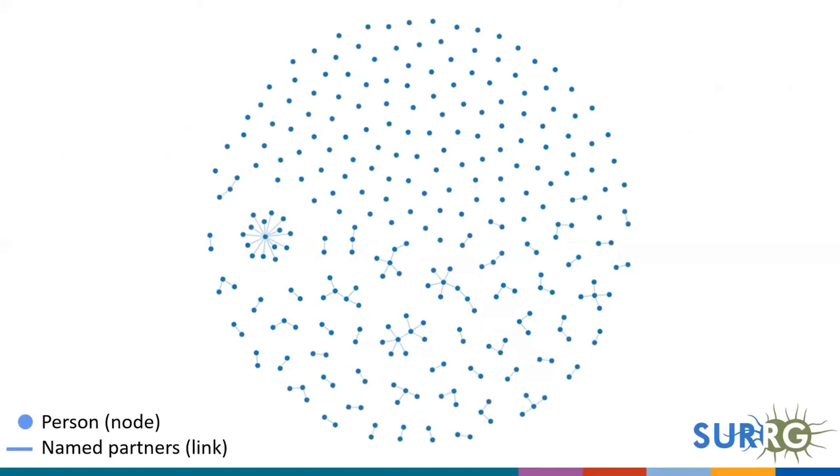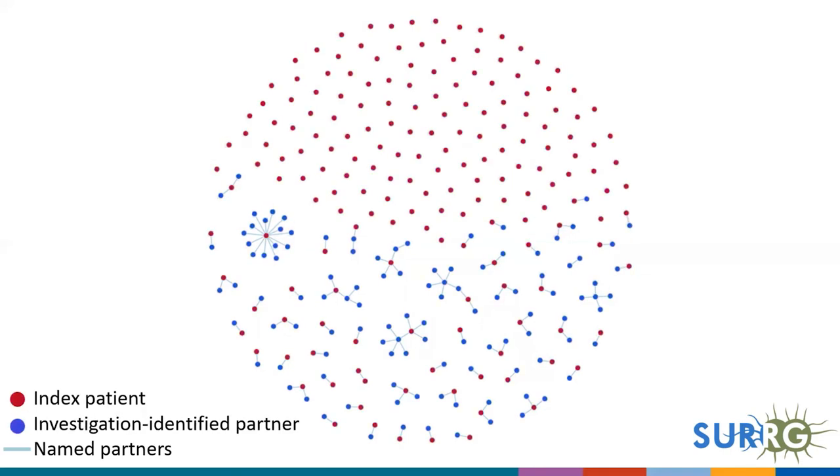The dots here, called nodes, represent unique patient or partner events, and the lines between the nodes, or links, represent named partnerships, where one or both people named the other as a recent sexual partner. Nodes that do not connect to any other nodes are singletons, and these are people that did not name any partners and were not named as partners. We'll look at several layers of this network.